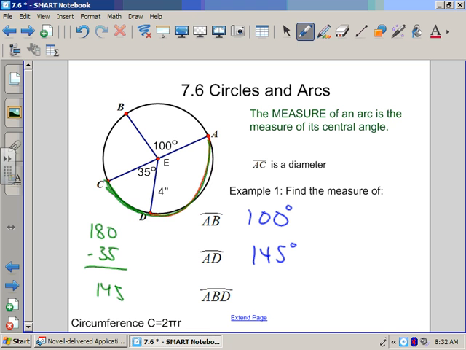And the measure of arc ABD starts at A, goes through B, and follows till it gets to D. Well, I'm 180 degrees to get to C. 35 more will get me to D. This time 180 plus 35 is going to be 215. So the measure of arc ABD is 215 degrees.